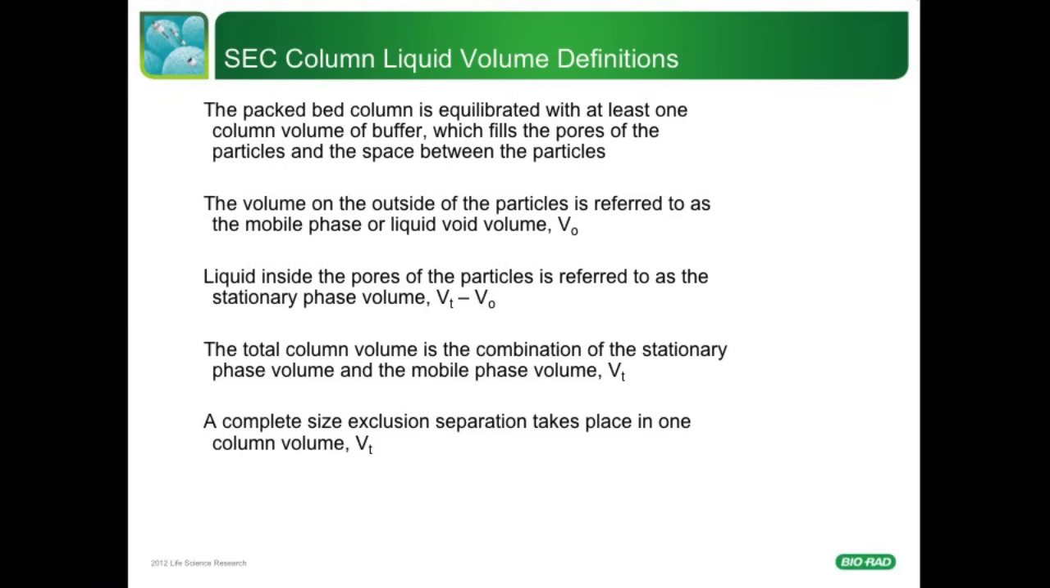Liquid inside the pores of the particles is referred to as the stationary phase volume, or VT minus VO. The total column volume is the combination of the stationary phase volume and the mobile phase volume, and is referred to as VT. A complete size exclusion separation takes place in one column volume. This is an important concept to have, and I'll be emphasizing this throughout my talk.